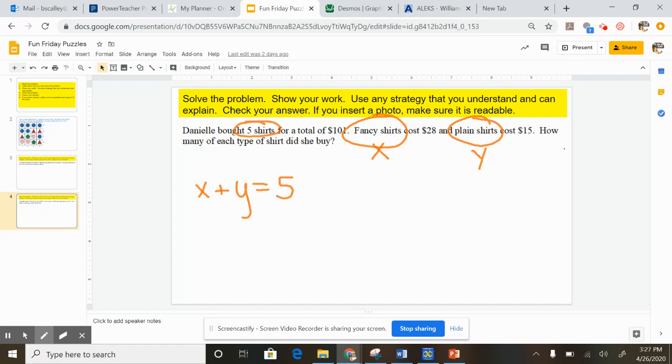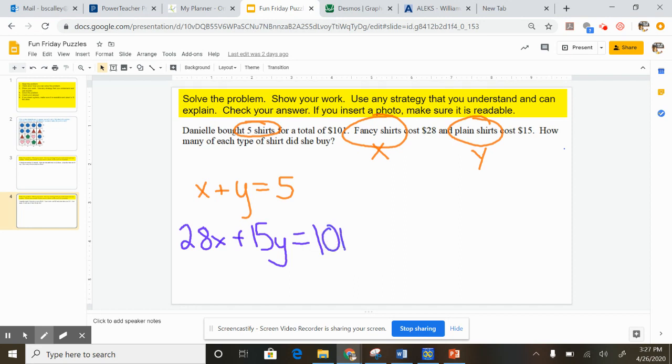But then I can write a second equation that's going to talk about the price of these shirts. However many fancy shirts, X, I had to pay $28 for them. So $28 for every fancy shirt plus $15 for every plain shirt, and it came out to a total of $101.